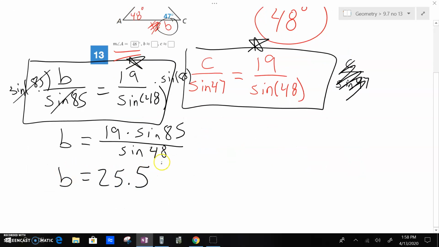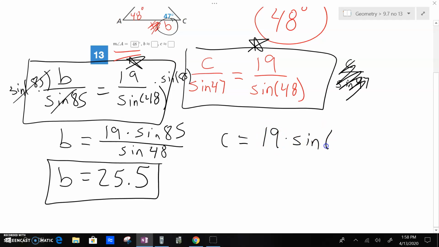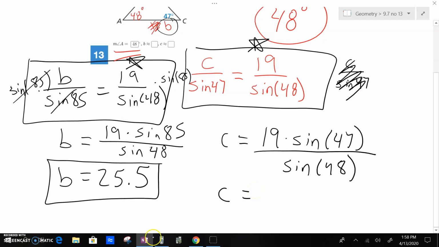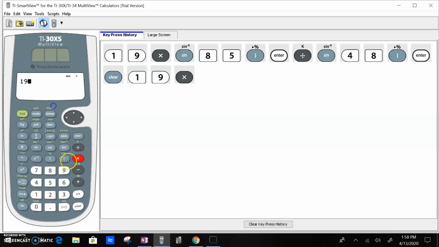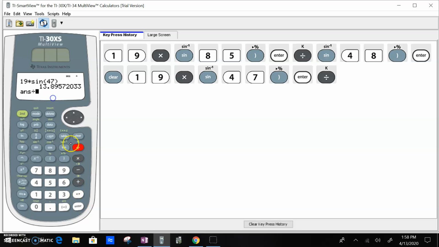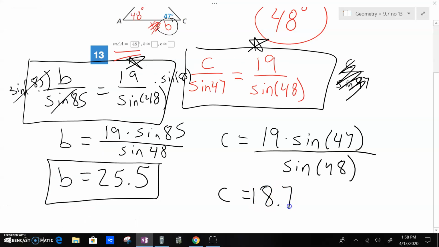And then we'll do the same solution for C. And to get C, I'm going to multiply both sides by the sine of 47. So I'd have 19 times the sine of 47 over sine of 48. So let's clear this out. So we go 19 times the sine of 47, hit enter, and then I'm going to divide by the sine of 48 and hit enter. And then that's going to be 18.7. We'll go back here, that's 18.7.